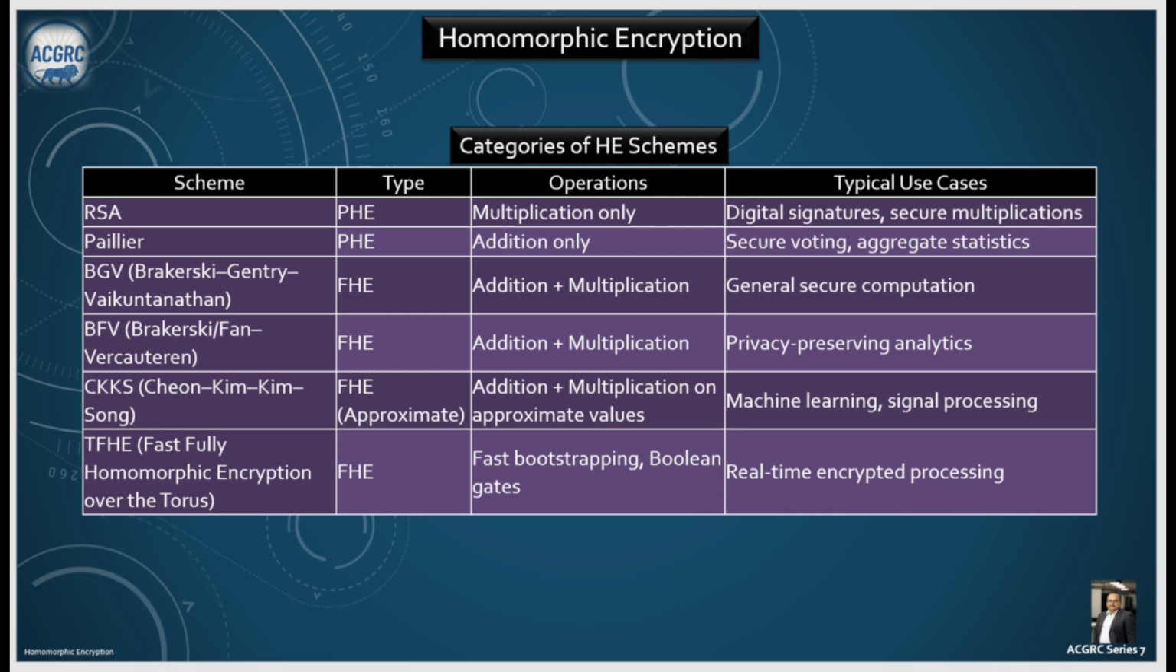Then we have Fast Fully Homomorphic Encryption over the Torus, or TFHE. It's a full homomorphic encryption that provides fast bootstrapping and Boolean gates. This is used typically in real-time encrypted processing.